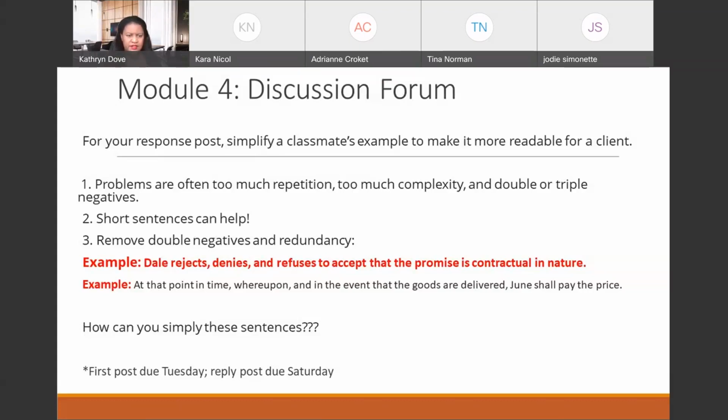Dale rejects, denies, and refuses to accept that the promise is contractual in nature. Kara, what does that mean? Dale rejects, denies, and refuses. Are those three words different or similar, Kara? I would say that they are similar. That's redundancy. Good. That means you could just say, Dale refuses to accept that the promise is contractual.